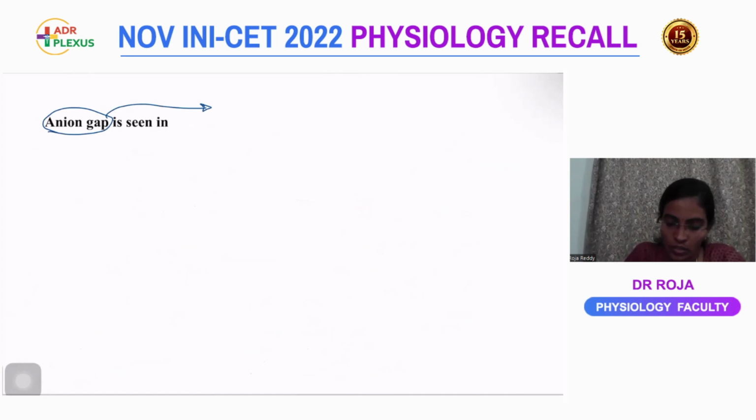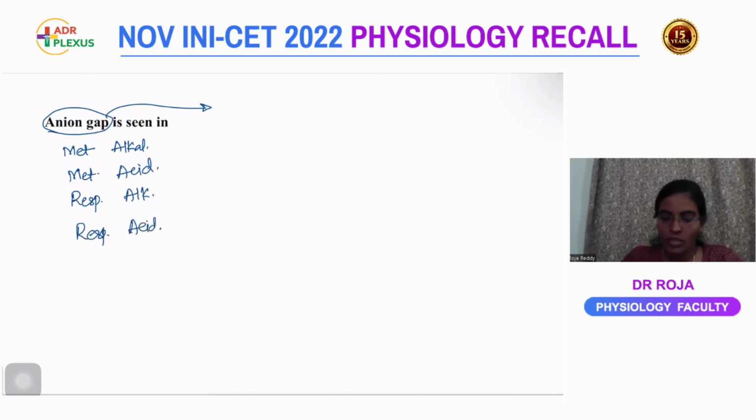And I think anion gap, the options were metabolic alkalosis, metabolic acidosis, respiratory alkalosis, and respiratory acidosis. Okay. Now, we all know that anion gap, again, it's a simple question. Anion gap is seen in metabolic acidosis.